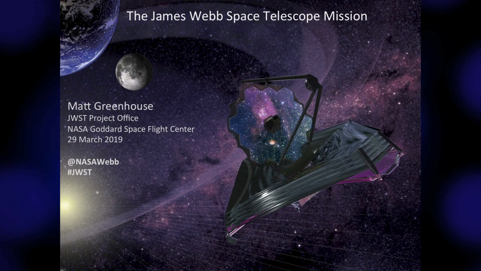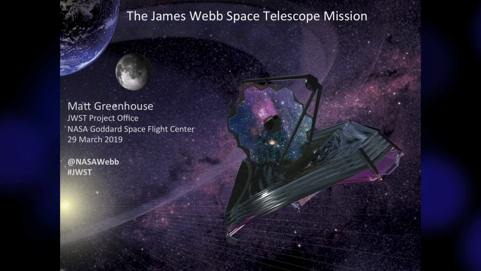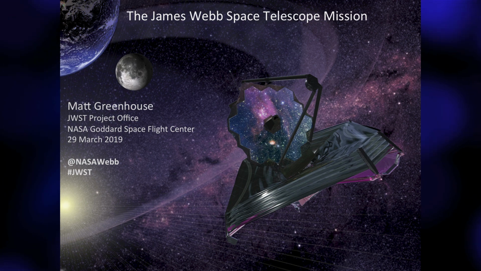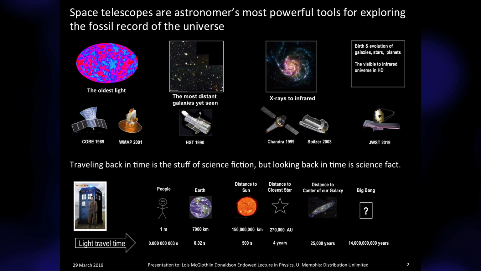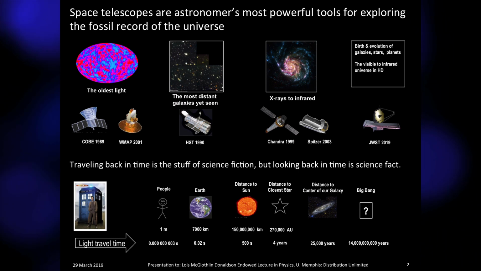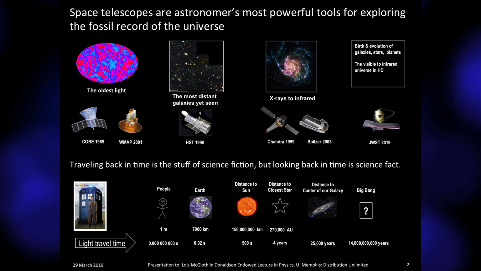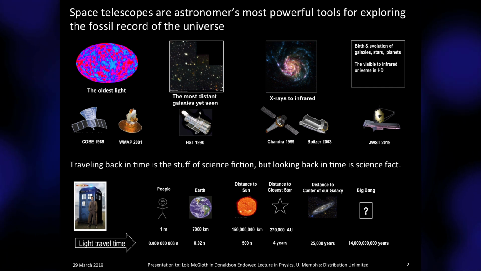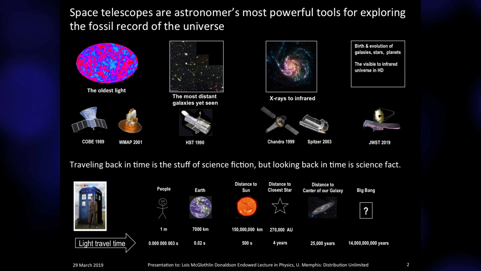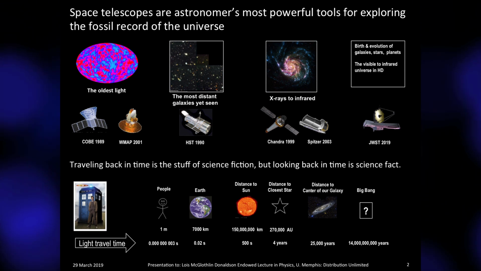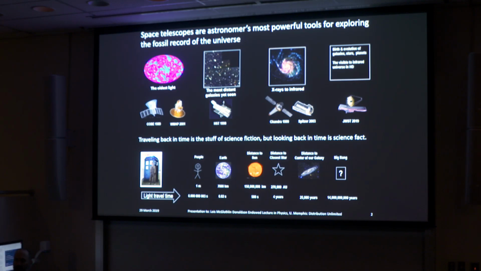I'll speak loudly. Space telescopes are our most powerful tools for looking back in time. Traveling back in time is the stuff of science fiction, but looking back in time is science fact. And it results from the finite speed of light. Because light travels at a finite speed, there is a transmission delay.